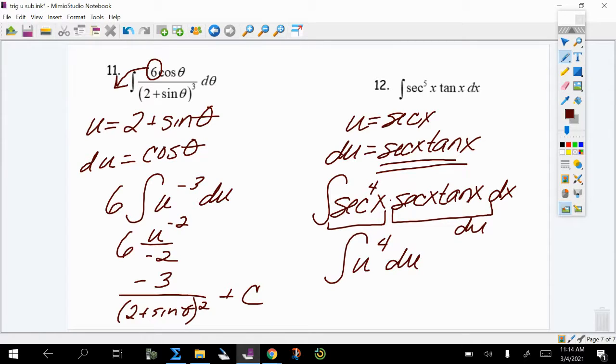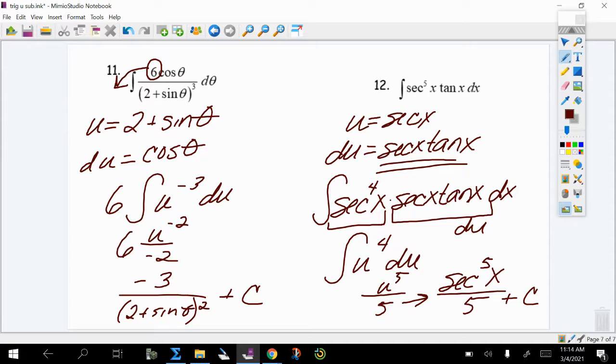So that is why this question actually gets missed a lot, because students automatically see that 5 there and think, well, it must be a u to the 5th. It's actually a u to the 4th, because we need one of those secants to be part of my derivative. So I actually get u to the 5th over 5 when I integrate. So my final answer is secant to the 5th over 5 plus c.